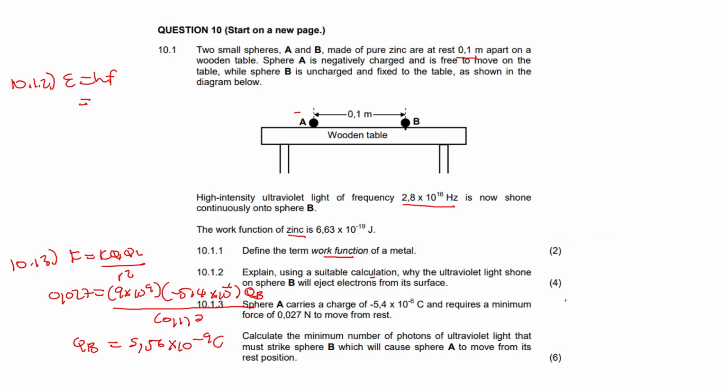Now I can use my formula to get the number of photons that must strike sphere B, because I have the charge of sphere B, which is 5,56 times 10 to the power of negative 9. The charge of an electron is a constant, 1,6 times 10 to the power of negative 19. I get the number of electrons to be 3,47 times 10 to the power of 10.